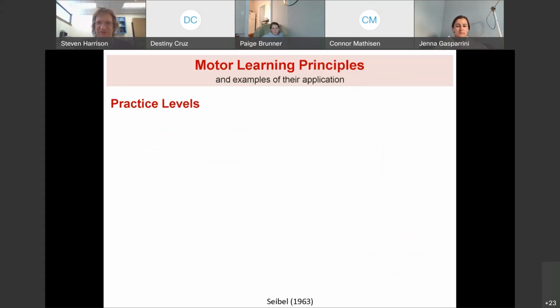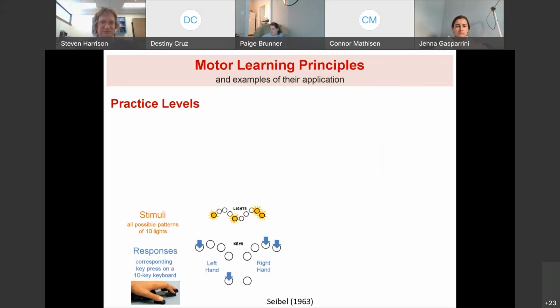So we're going to start off with what's quite likely the most obvious principle of motor learning. Learning is going to benefit from practice. When we're talking about practice levels, practicing more is going to have more of a benefit on motor learning outcomes. So let's look at a very classic experiment where we're looking at the impact of training on motor learning.